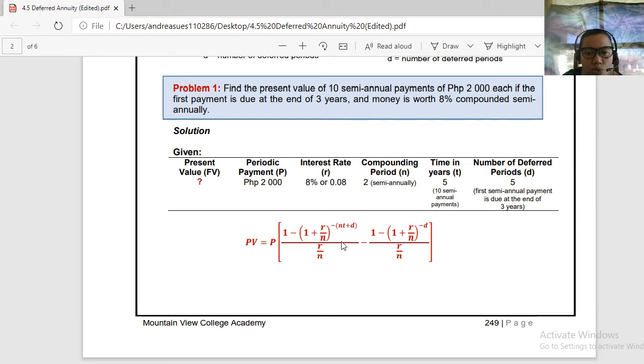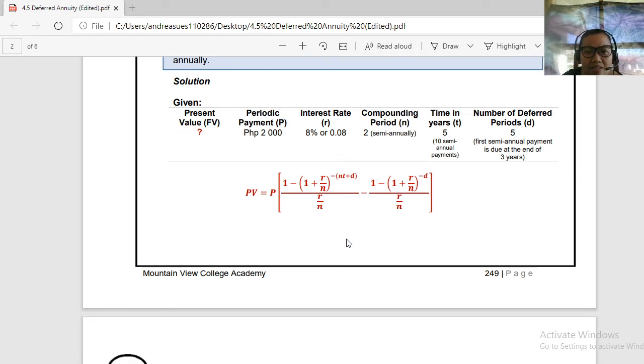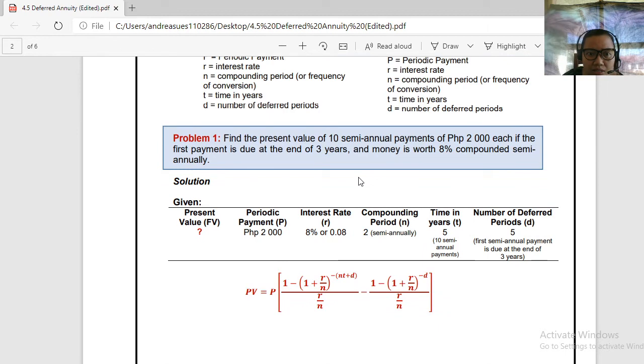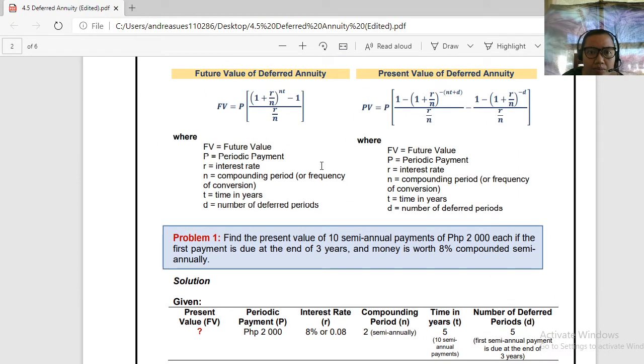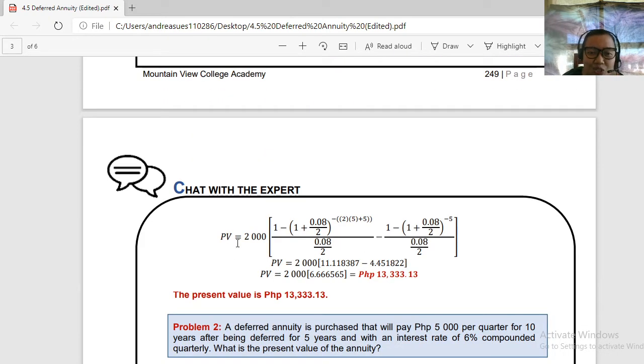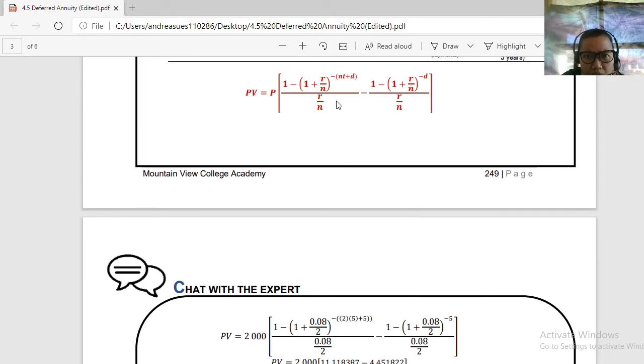All right, so let us follow the 4 steps. Okay, we already identified the given. Second, let us identify what annuity this is. Okay, I'm sure this is deferred annuity, no other than deferred annuity. And then we are going to use the formula, this one, and then step number 4, let's substitute the given to the formula. Okay, so of course it's very easy to substitute because the given is already there.